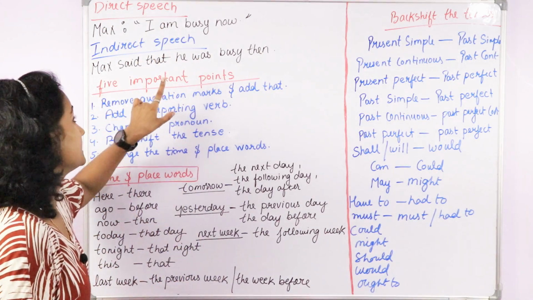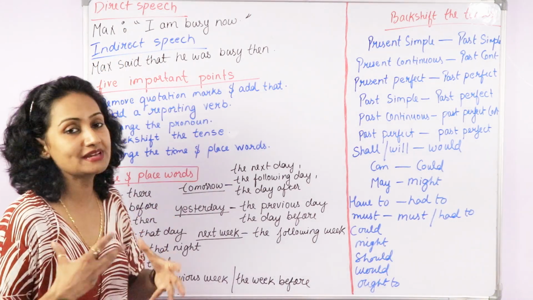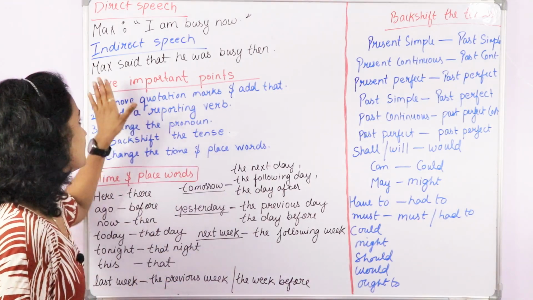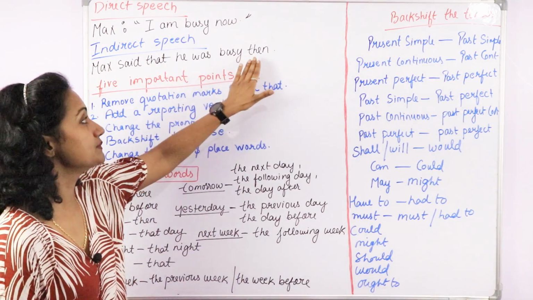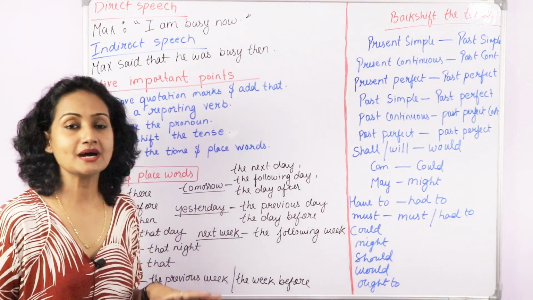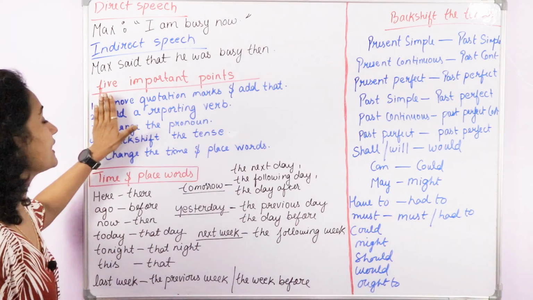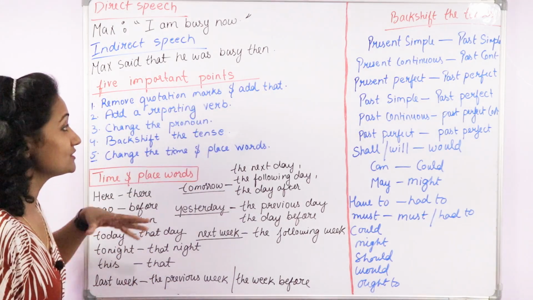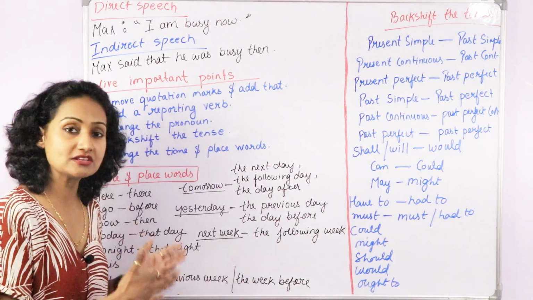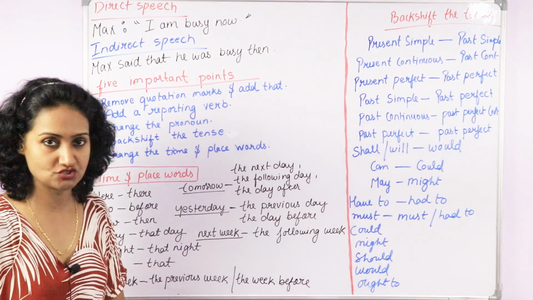Now, indirect speech. If we have to change it into indirect speech, then we have to make some changes. Max said that he was busy then. So these are not exact words, but this is what Max said. Now here, these are 5 important points that you need to keep in mind. These are the changes that you have to make while making an indirect speech.